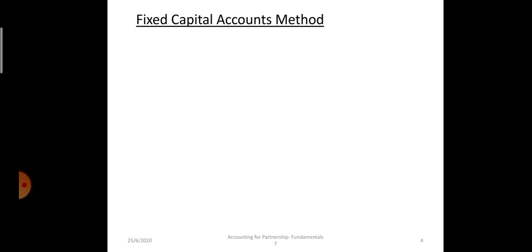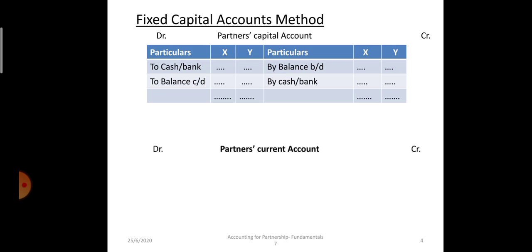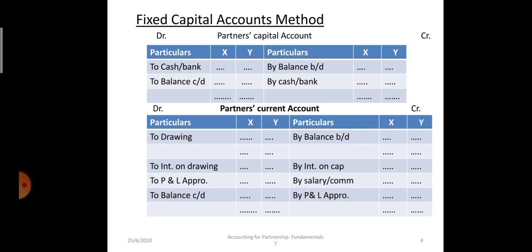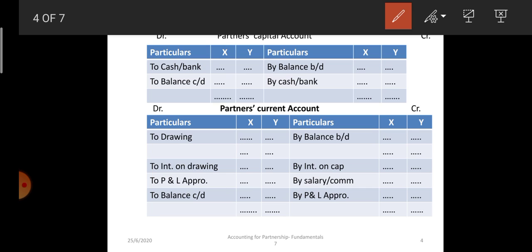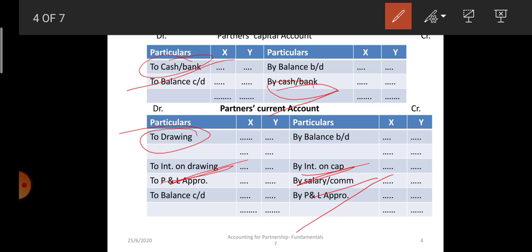Next, fixed capital account method. As discussed earlier, two accounts are maintained: first, the partner's capital account, and second, the partner's current account. In fixed capital account, the partner's capital will remain fixed unless capital is introduced or capital is withdrawn. Drawing against profit will be recorded in the current account. Capital introduced and capital withdrawn are recorded in the capital account. Interest on capital will be recorded on the credit side of the current account. Interest on drawing on the debit side. Salary and commission will be recorded on the credit side. Share of profit, these all are shown on the debit side of the P&L appropriation account. From there it will be credited to the partner's current account. Here interest on drawing is shown on the credit side of the P&L. From there it will be debited to the partner's current account.